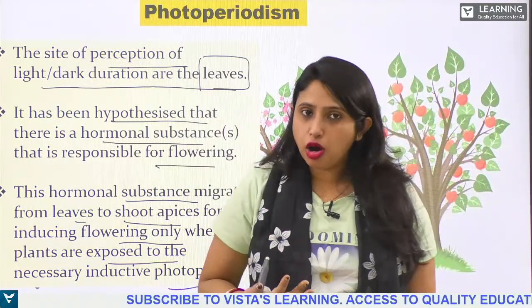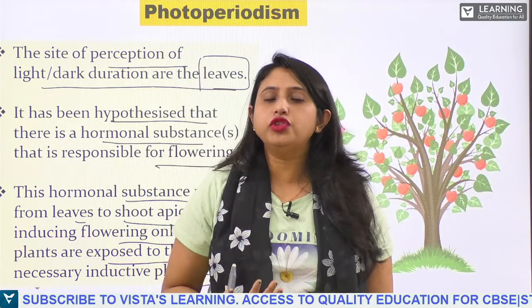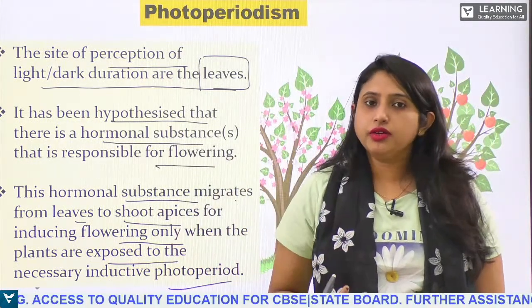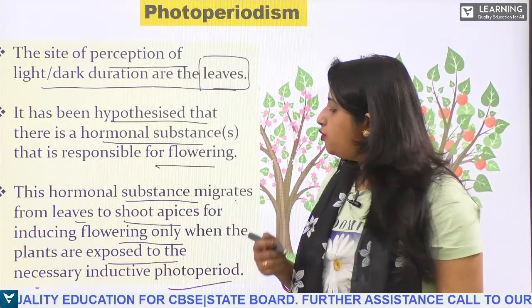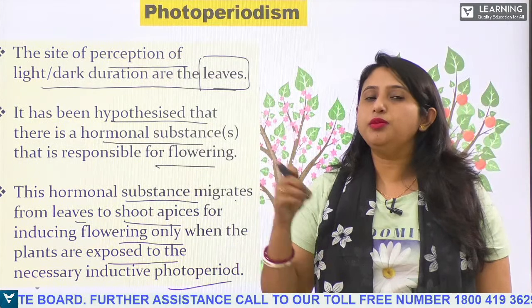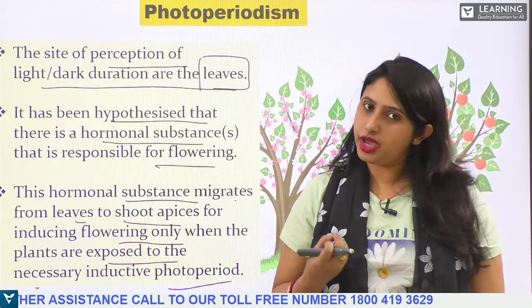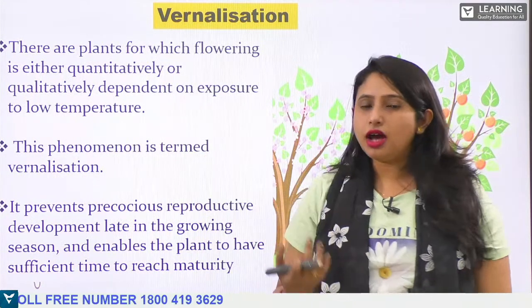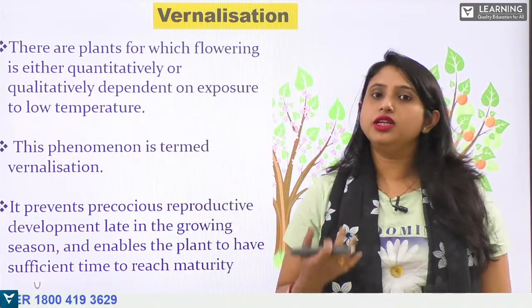So there are some hormones which regulate the induction of flowering in the plant. Flowering is induced when the plants are exposed to a particular light. So the next topic, the last topic let us study, is vernalization.